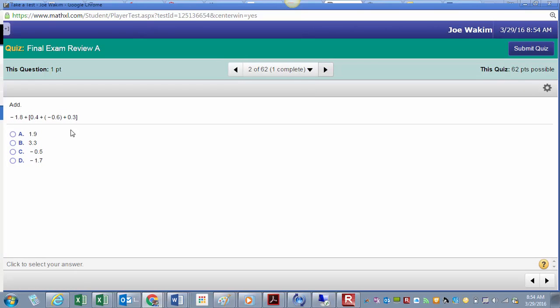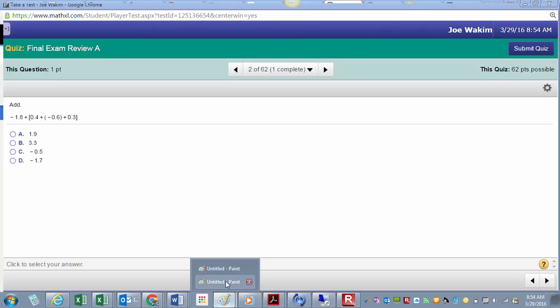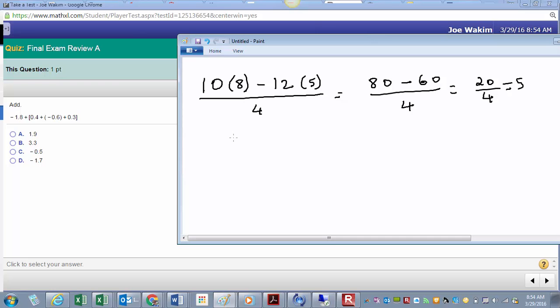We need to add, and we have decimal numbers, so let's try to do this problem. So we have negative 1.8 plus square bracket 0.4. Now this plus minus, we can just do minus as if we are multiplying here. Plus times minus is minus 0.6 and then plus 0.3. Okay, now I want to go inside this square bracket.